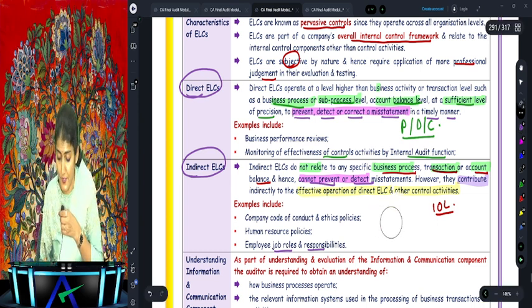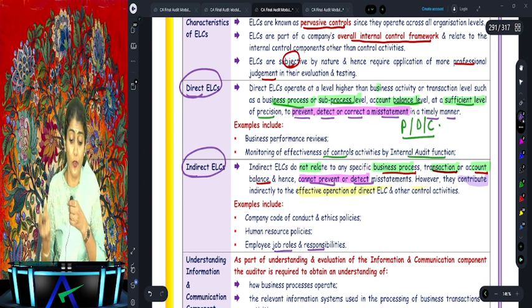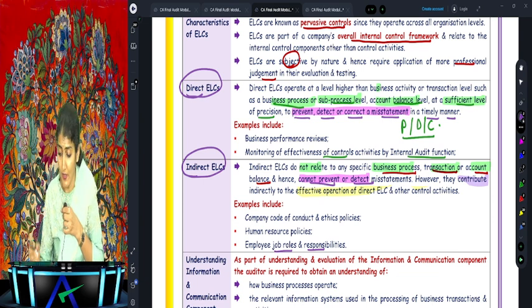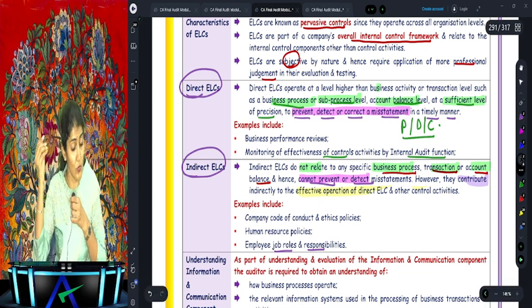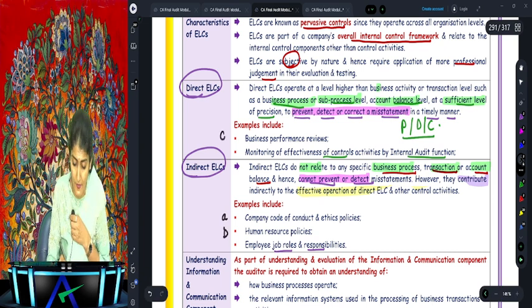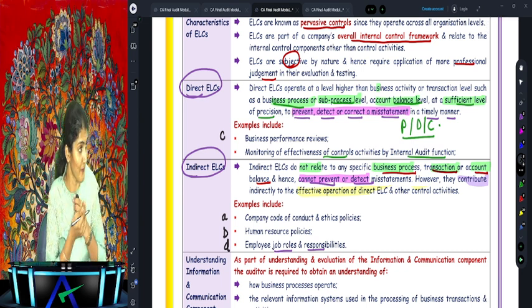Okay, what did the institute do? They asked an MCQ. What MCQ did they ask? Which of the following is not an indirect ELC? Company code of conduct and ethics policy, human resource policies, business performance review, and employee job roles and responsibilities.